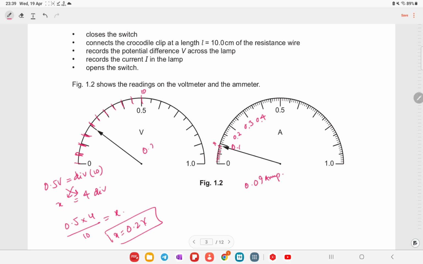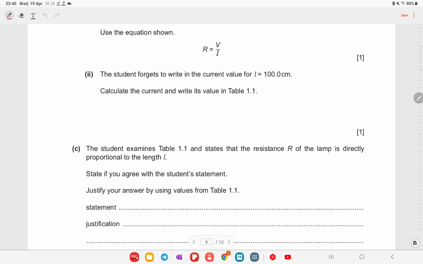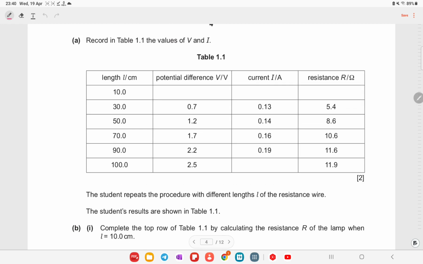So the reading on this voltmeter is going to be 0.2 volts, whereas if you count these lines on the ammeter, it's going to be 9, so you will end up with the result 0.09. We have to complete the table as per the question, so 0.2 volts will be here and 0.09 ampere will be here. For resistance, as per Ohm's law, V equals IR, so voltage divided by current equals the resistance. So 0.2 divided by 0.09, you will end up with 2.2 ohms. That will be the resistance.